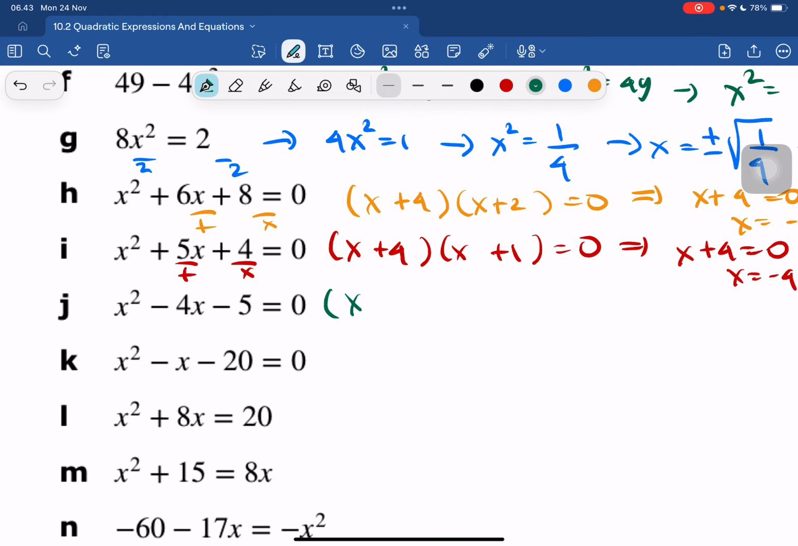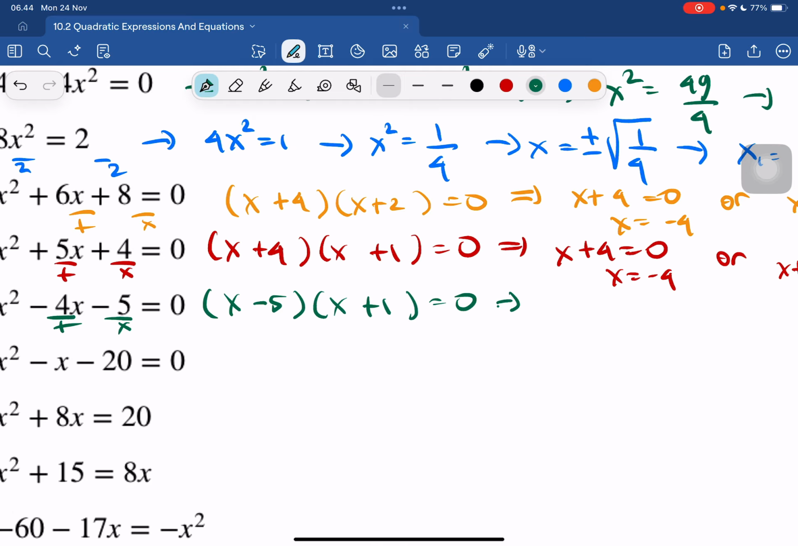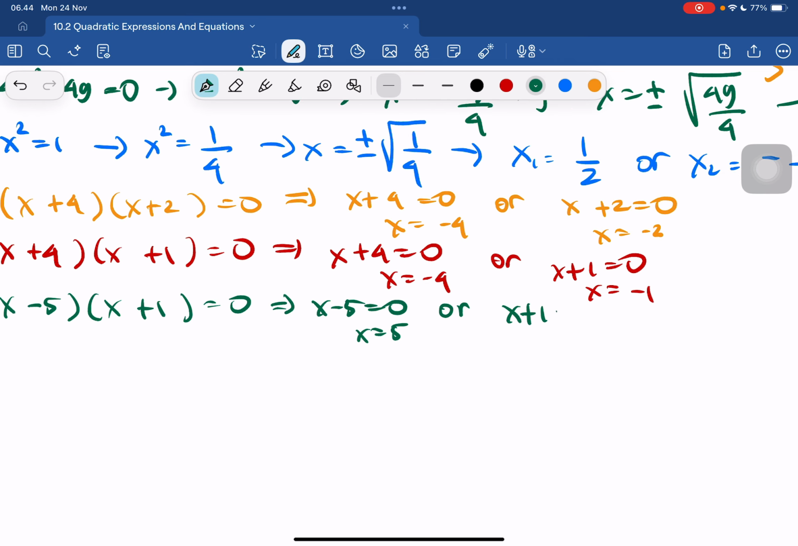So we got x equal to 0. When we multiply, it equals minus 5, but when we add, it equals minus 4. This addition and multiplication: so we got minus 5 plus 1. Addition is minus 4 and multiplication is going to be minus 5. So we got x minus 5 equal to 0, so first x equal to 5. Or we got x plus 1 equal to 0, so x equal to minus 1.